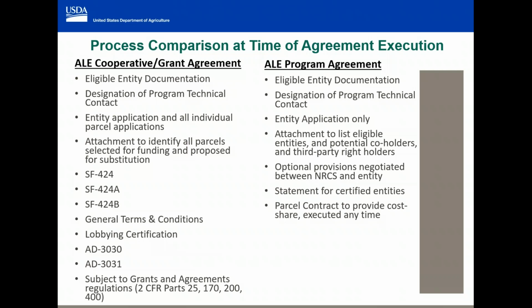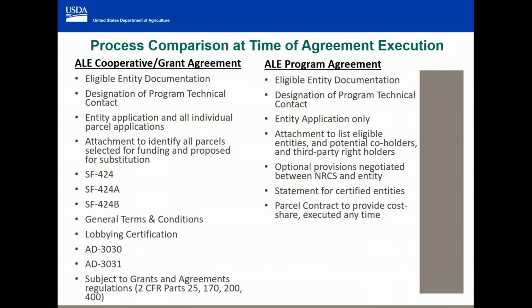Then the differences start. So under a cooperative agreement, the entity application and all of the individual parcel applications have to be submitted at the time that the agreement is being requested and entered into. The attachment to the agreement for a cooperative agreement identifies all the parcels, all of the standard forms that go with it. And then these agreements are subject to grants and agreements regulations, all of those 2 CFRs listed there, which is why they go through our FPAC Business Center Grants and Agreements Division.